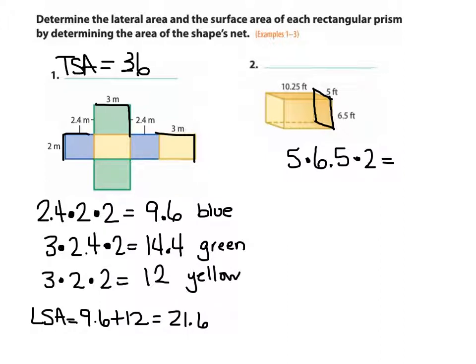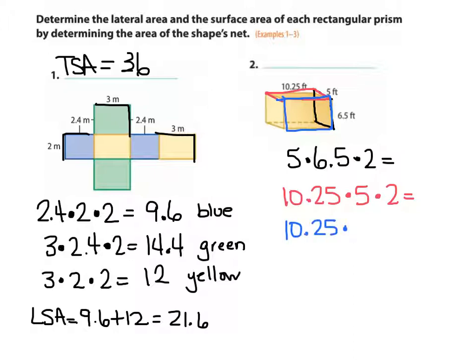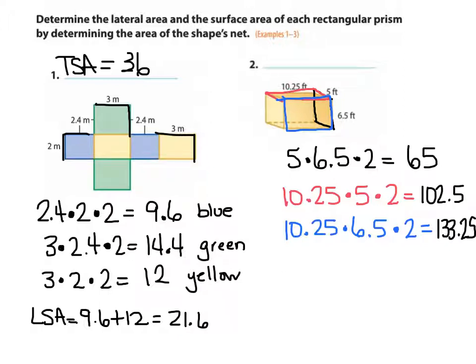My next one, I'm going to go ahead and do my top and bottom, this piece here. I'm going to have 10.25 times 5 times 2. My front face that's facing us, I have 10.25 times 6.5 times 2. So when I multiply our numbers, I get 65, 102.5, 133.25.